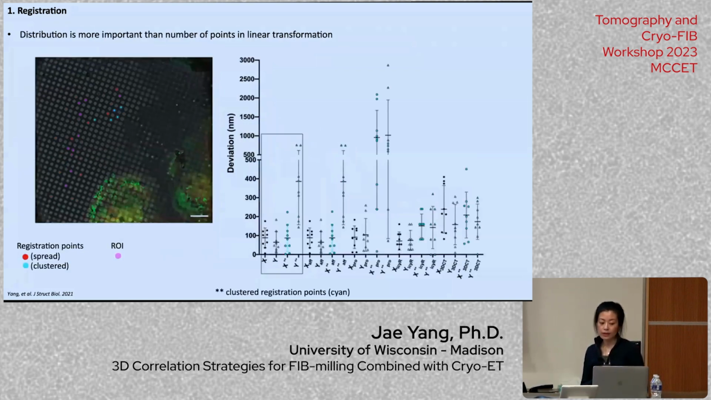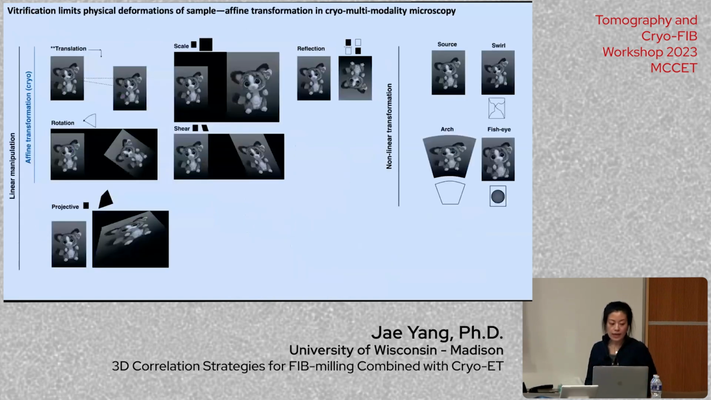We also wanted to know, now that we have a set of points, where we should position them. The distribution turned out to be more important than the number of points. If you have a really restricted area in which to place those fiducial beads, you will get a much worse correlation no matter how many fiducials you have. So you want them to be close to your region of interest, and also spread out. Then we need to talk about transformation.